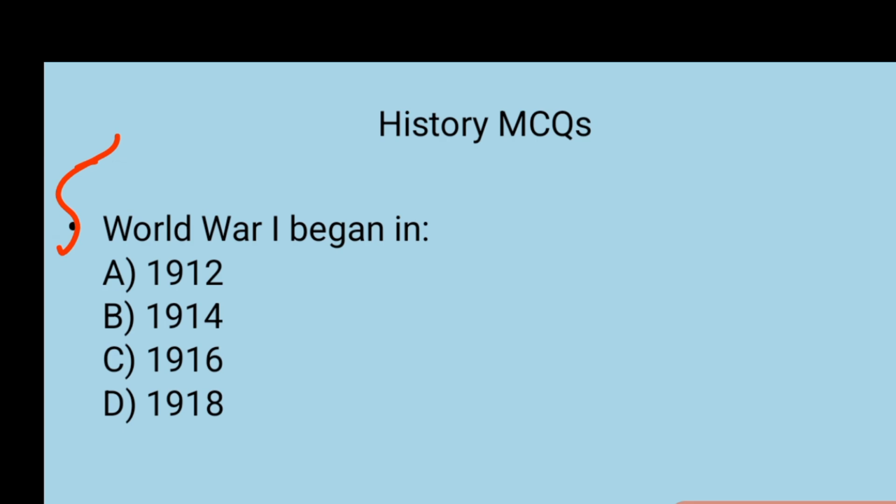Question number 5. World War I began in A. 1912, B. 1914, C. 1916, D. 1918. Okay, the answer is B. 1914. It was the beginning, or the outbreak, of World War I. Due to what? Mainly its cause was the assassination of Archduke Franz Ferdinand of Austria-Hungary.